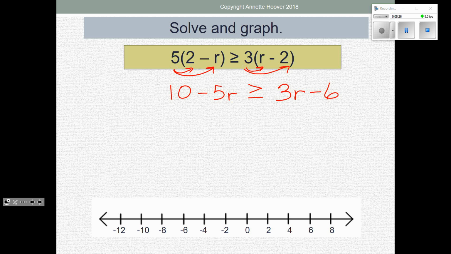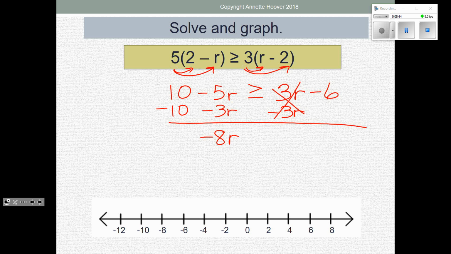Again, in this example, we have the variable on both sides of the equation. And since we're more comfortable with the variable being on the left side, let's move the 3r over to the other side to keep the variable on the left. When we do that, we're left with a negative 8r on the left side. And let's move the 10 to the other side by subtracting 10 on both sides. That will give us a negative 16.